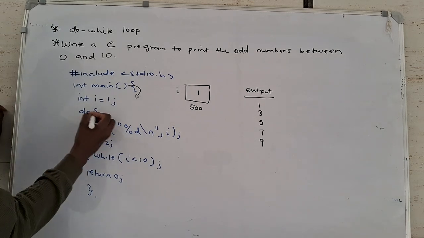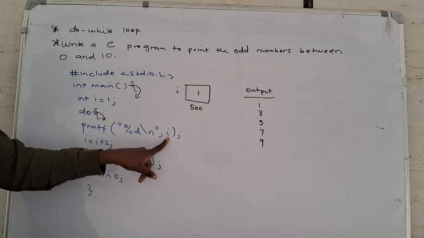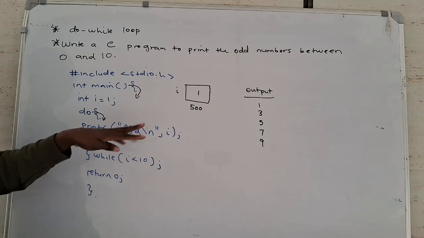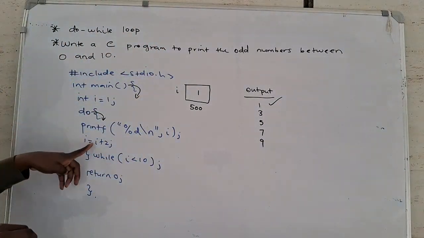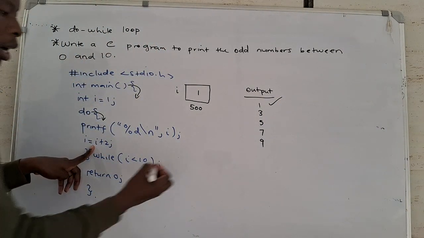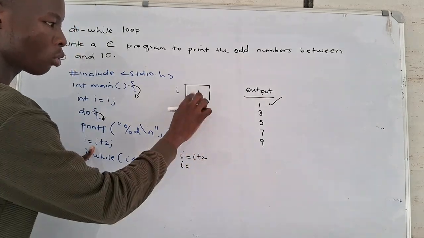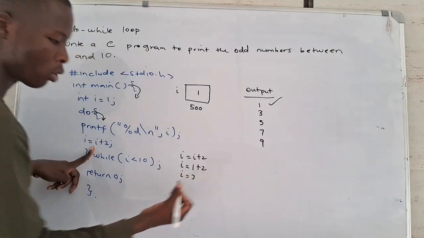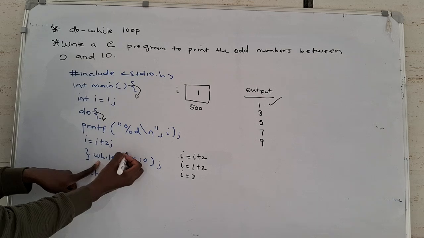Do. The compiler is going to enter. This is telling the compiler to print I. Whatever value is stored in I is going to be printed. In this case, 1 is going to be printed. Now I is going to be incremented. How? I is equal to I plus 2. It's 1 plus 2, so I is equal to 3.